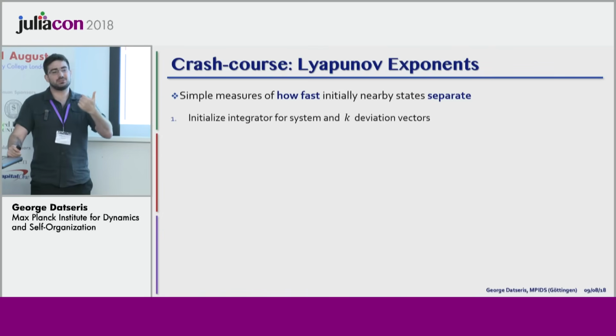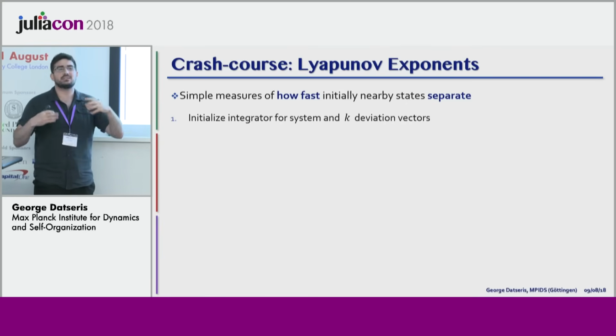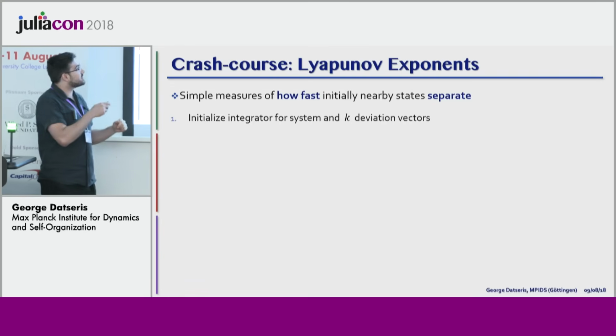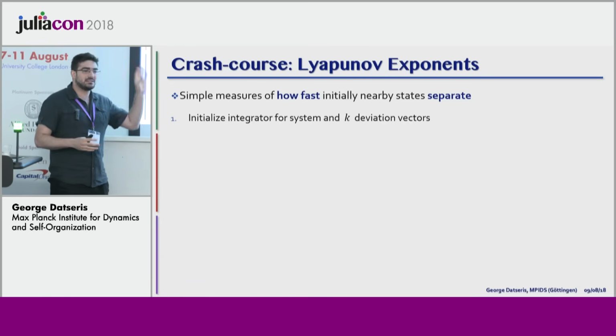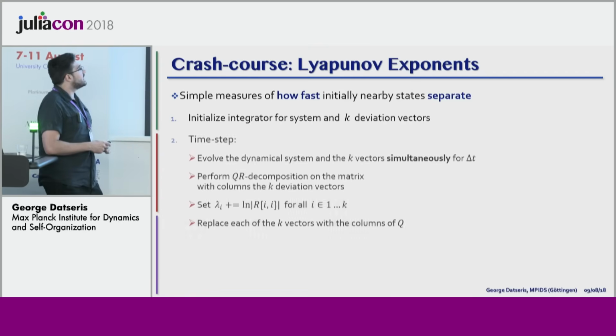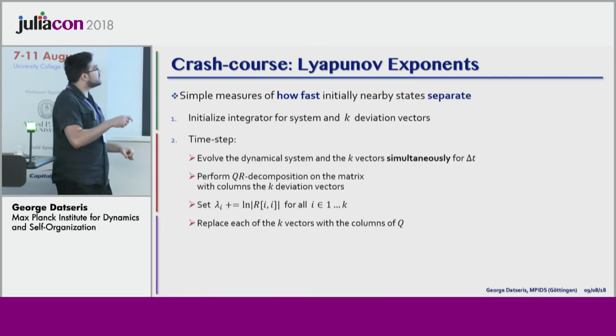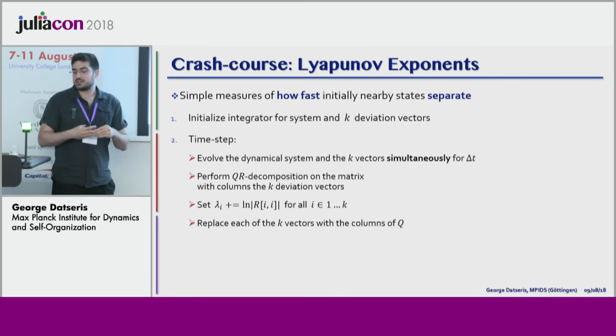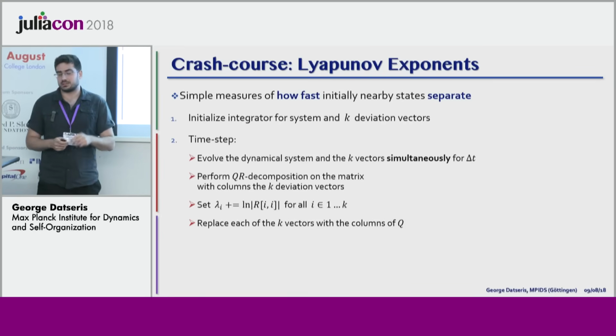The first step to compute these exponents is to initialize some kind of integrator and some kind of deviation vectors. Because I will talk about this in more detail later, just don't think about this. You have some kind of magic integrator for now. And the algorithm is the following. You evolve your dynamical system, and you evolve these deviation vectors simultaneously for some time delta t.